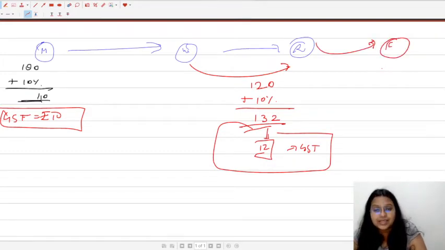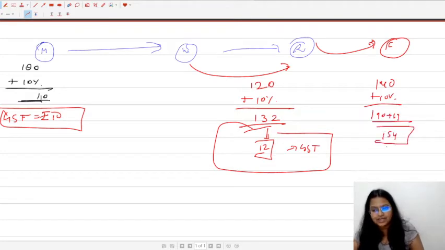Now the retailer will sell this to the customer. Okay, students, now the retailer is saying that I will sell this product for the amount of ₹140. He will charge 10% GST. Yes. So here the complete price is 140 plus 14 rupees, which is 154 rupees. So in this part, the retailer is charging GST of ₹14.